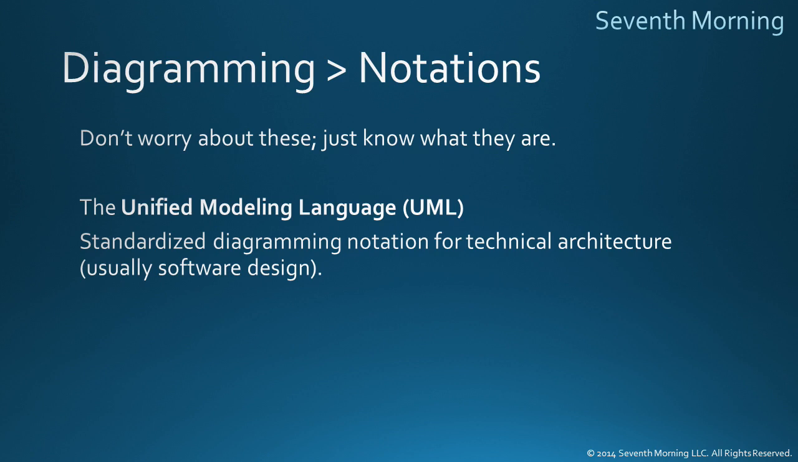UML has about a dozen or so types of diagramming methods. Some of the more commonly used ones are class diagrams, which describe logical objects that software uses. Sequence diagrams, those help us to understand the sequence of activities that a system will perform. And one of my favorites is the use case diagram.